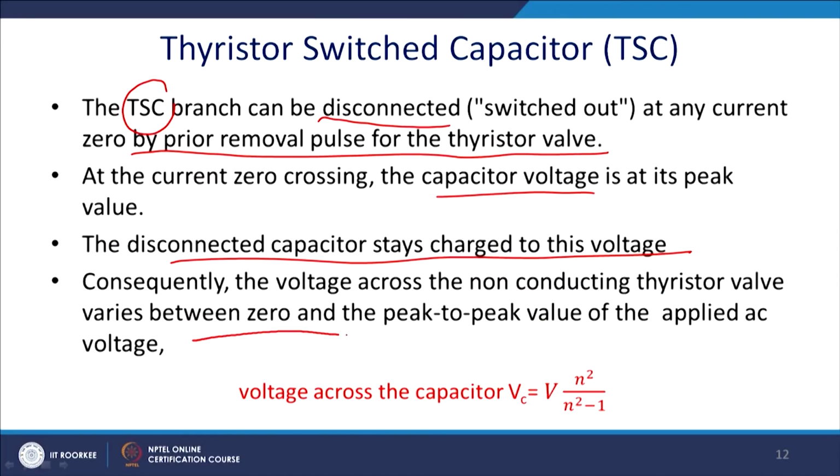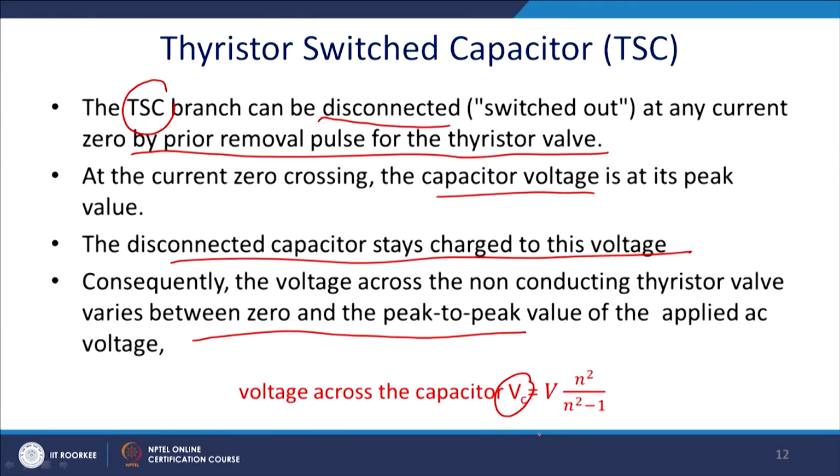That is extra effort you require to put in to discharge the capacitor once it is switched off. Consequently, the voltage across the non-conducting thyristor valve varies between 0 and the peak value of the applied AC voltage, and the voltage across the capacitor will be Vc equal to V times n square minus 1. So, if n is quite large, this can be neglected, so V will be equal to Vc.